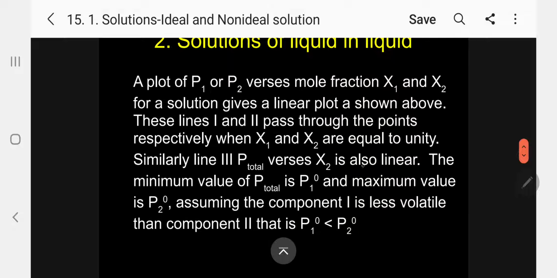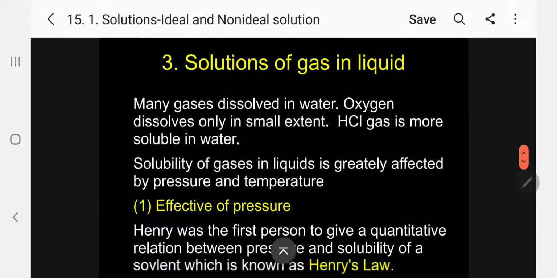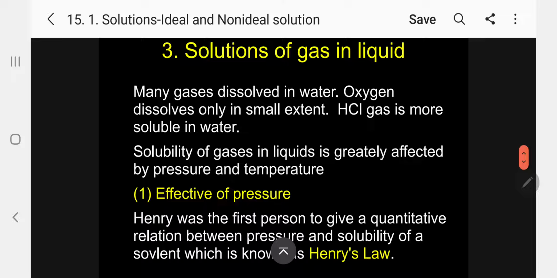Now, the third type: solutions of gas in liquid. Many gases dissolve in water. Oxygen dissolves only to a small extent. HCl gas is more soluble in water. Solubility of gases in liquids is greatly affected by pressure and temperature.